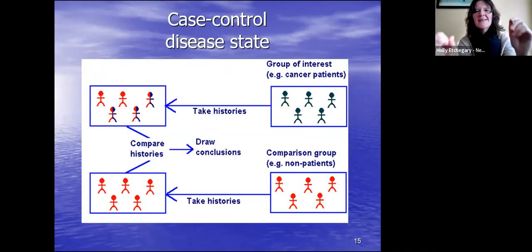Again, this is the classic sort of diagram that, again, I forget where I got this, my apologies. So here, for example, patients with cancer, non-patients down here. You look back over time, taking histories, right? Looking at where they've been exposed or to what they've been exposed, drawing conclusions. So that's generally a little bit different than the cohort, right? Here we're looking back. And here people already have the outcome of interest, right?